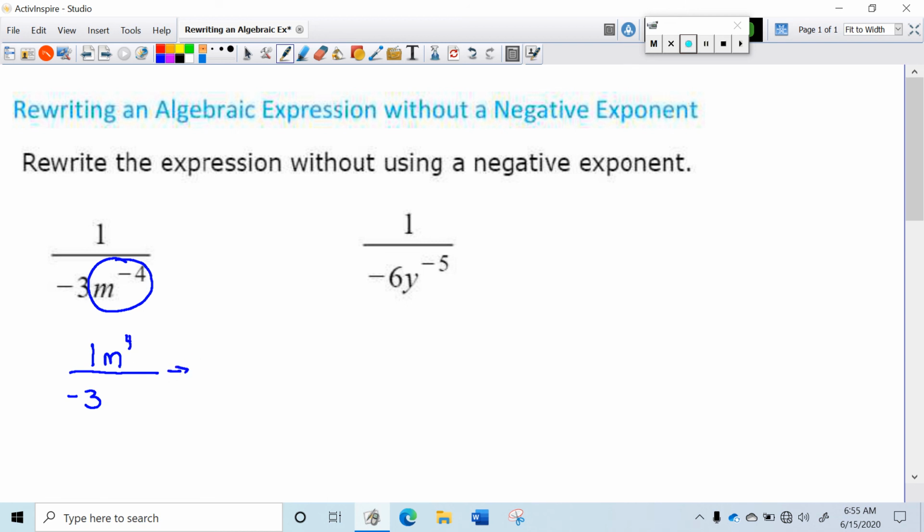So usually the way they'll write this answer is they'll put the negative out front. In the numerator, they won't write the 1, so m over 4. Okay, so that's the standard way that you will see this answer.